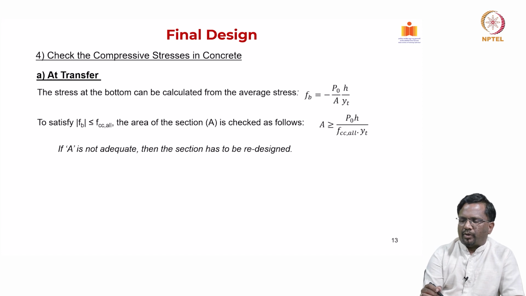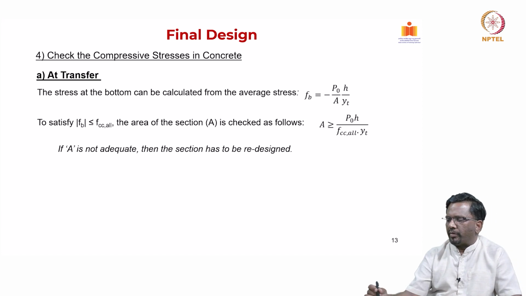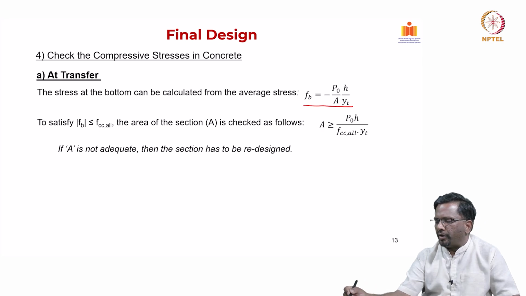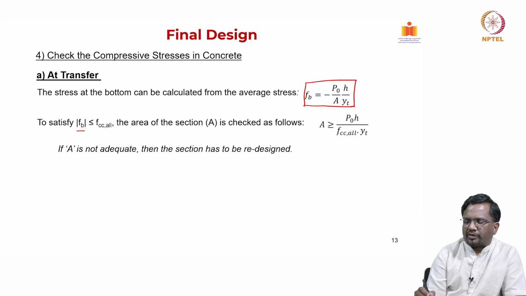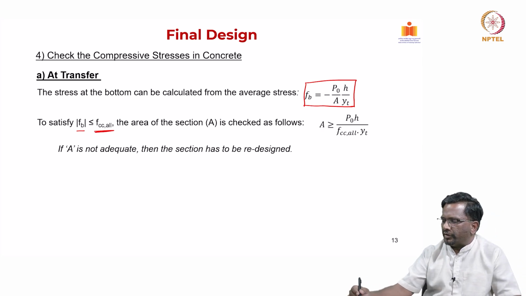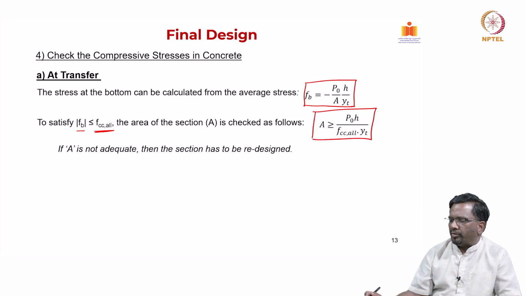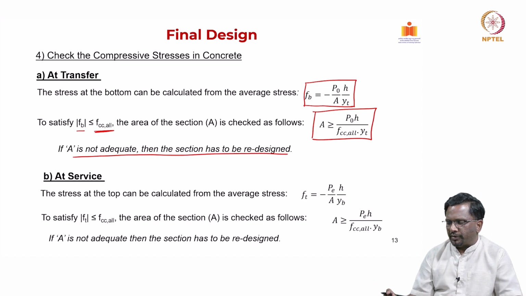Now, let us look at how do we get that. For a type 1 member, we know that the stress at the bottom can be calculated as P naught by A times H by YT, right. This is the way that we calculate. Now, if you assume that the magnitude of the stress at the bottom has to be less than FCC allowable, then the area can be calculated as A should be greater than P naught into H by FCC allowable times YT. If A is not adequate, then the section has to be redesigned. That is what we do.